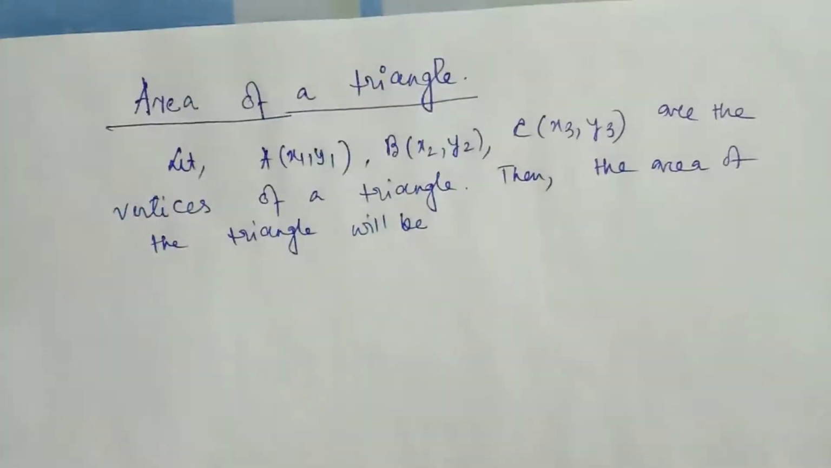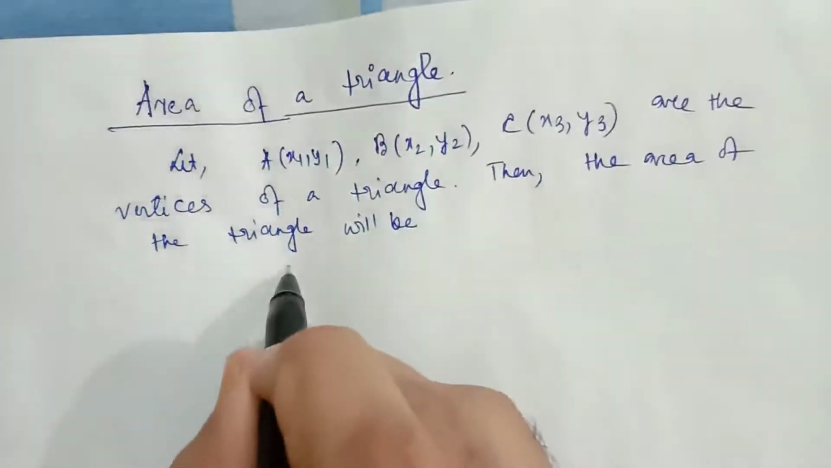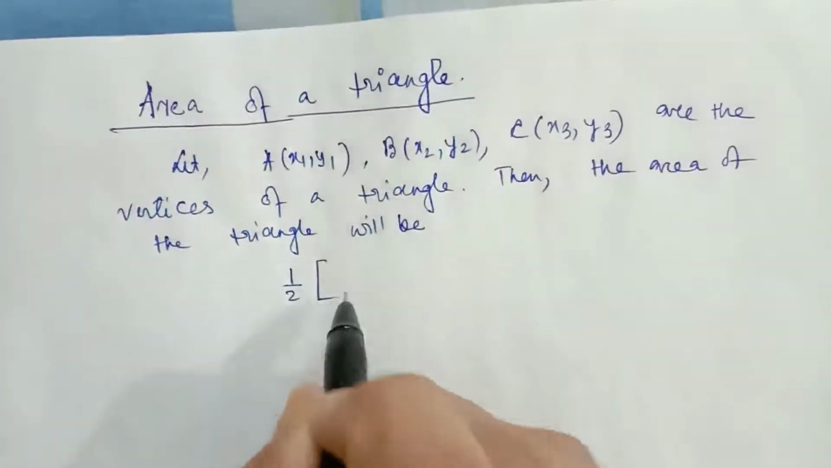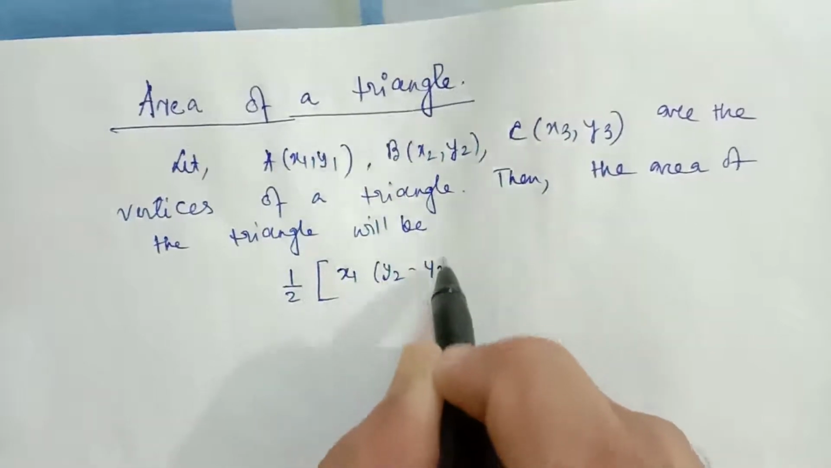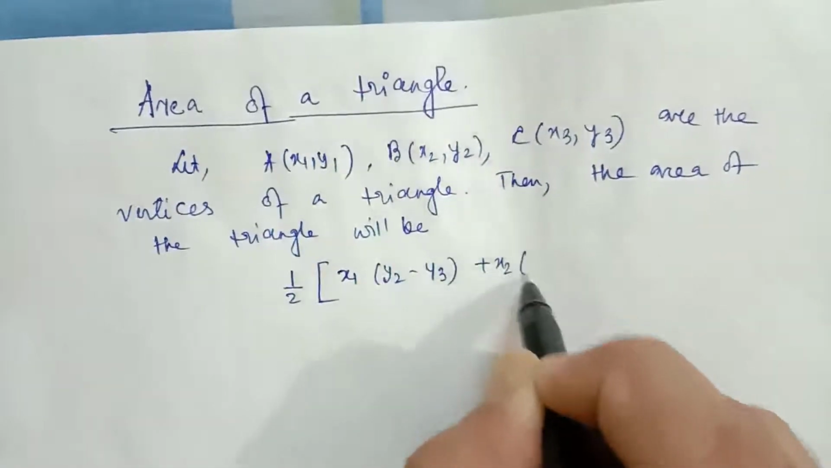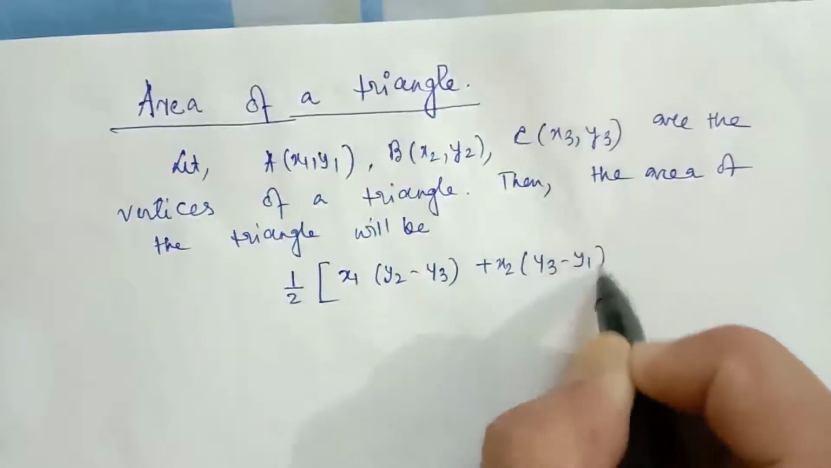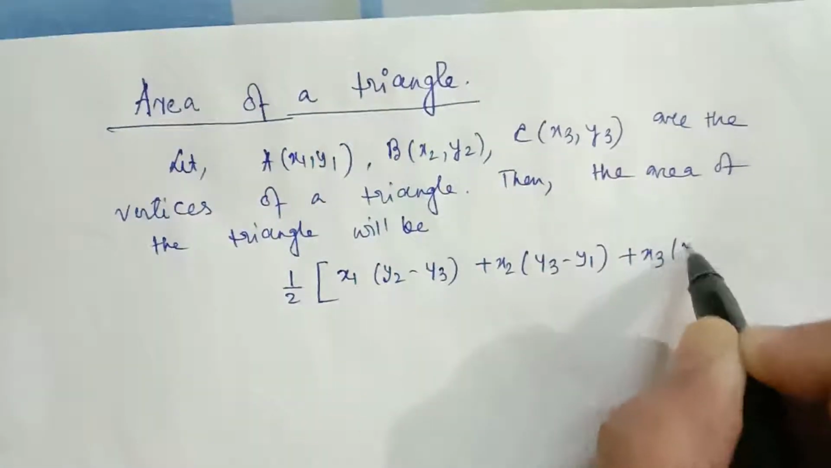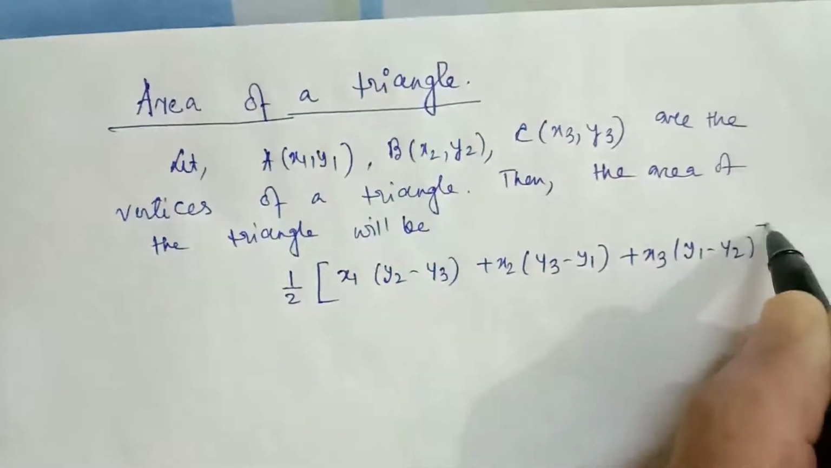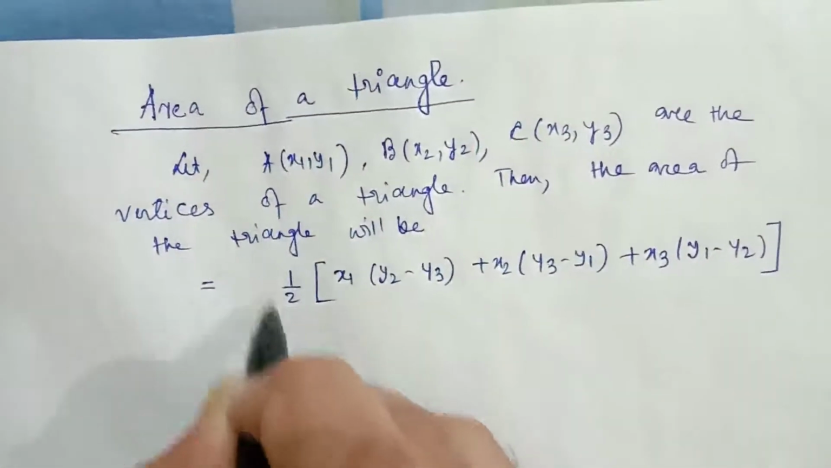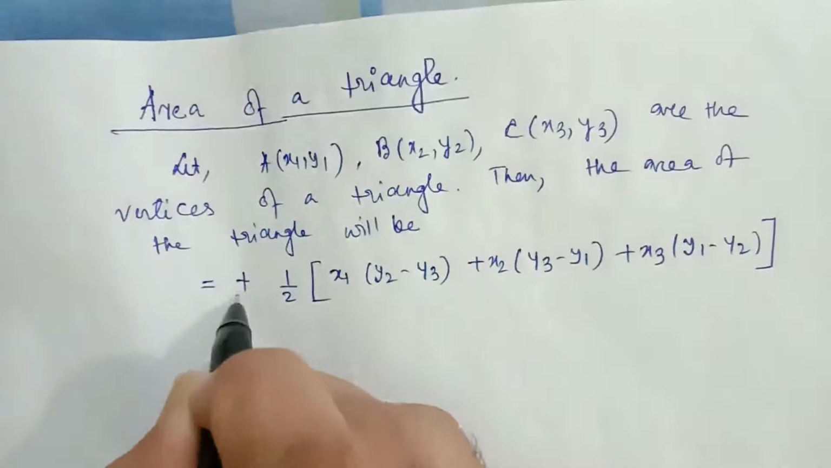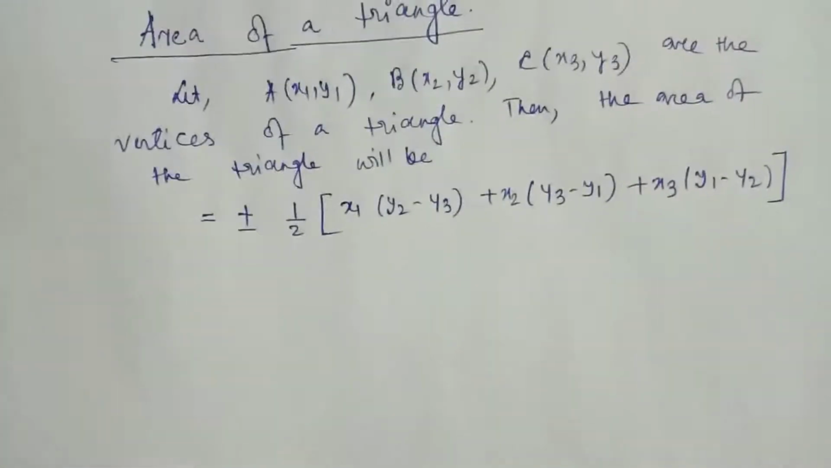now we know the formula for area of a triangle. We got it in coordinate geometry in class 10: half into x1 into y2 minus y3 plus x2 into y3 minus y1 plus x3 into y1 minus y2. This is the formula for area of a triangle. We can give modulus sign or you can give plus minus sign. Let us give plus minus sign.